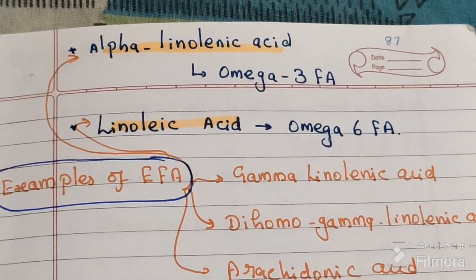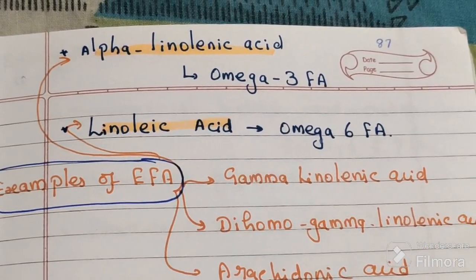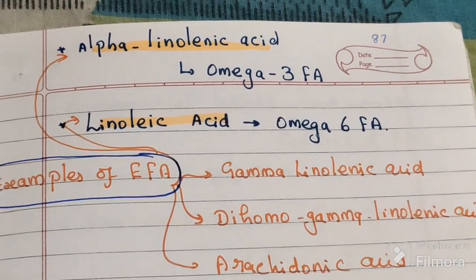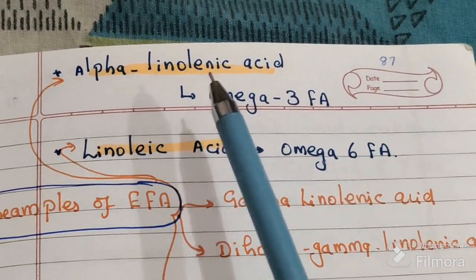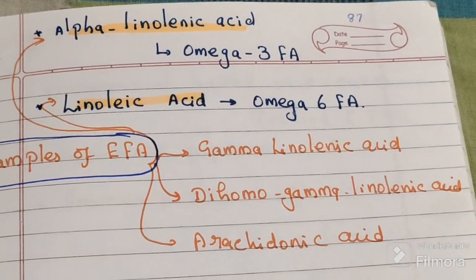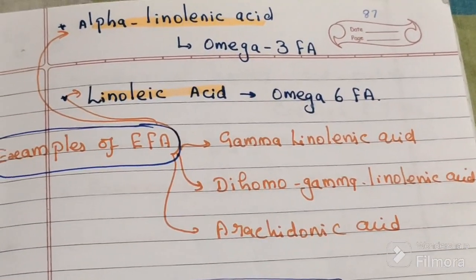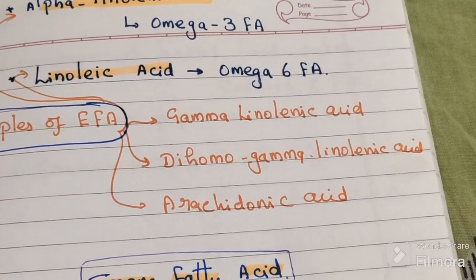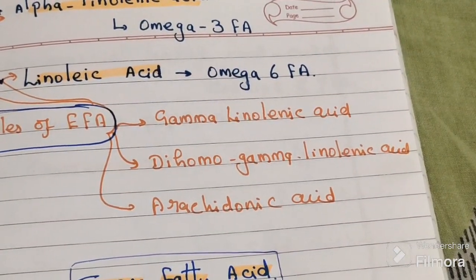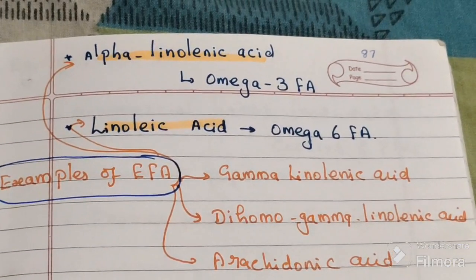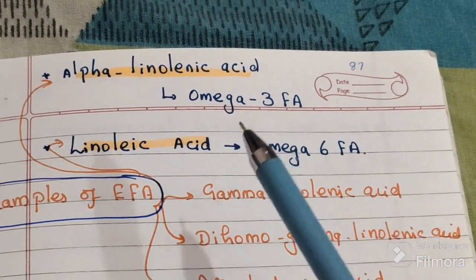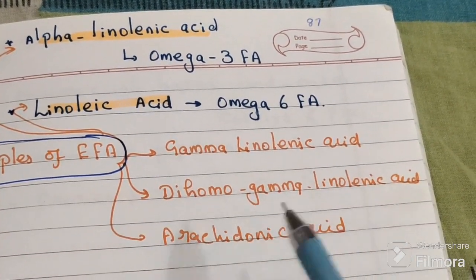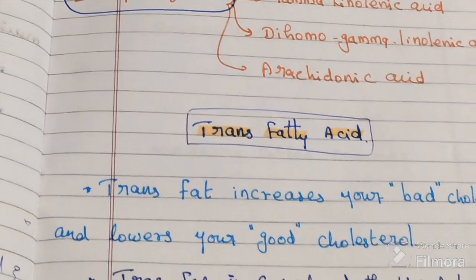Next, examples of essential fatty acids. Alpha linolenic acid provides omega 3 fatty acid. Linoleic acid produces omega 6 fatty acid. Some other examples: gamma linolenic acid, dihomo gamma linolenic acid, and arachidonic acid.